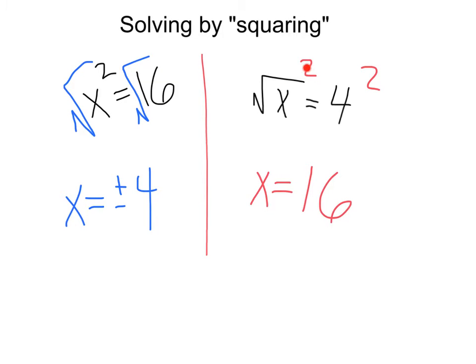Whenever we square, we do not have to use the plus or minus like we did when taking the square roots. Remember, a square always makes a negative or a positive positive, so when we go backwards or square to solve, we only need to square, we don't need to do a plus or minus.